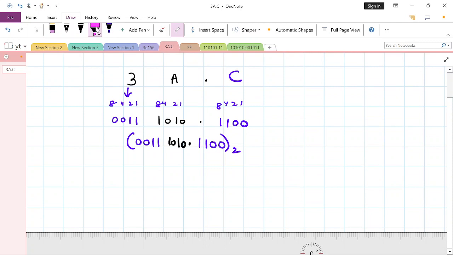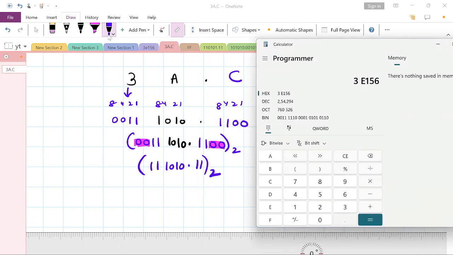Now, if you see here, in case of the whole number part, there are 2 extra zeros on the extreme left. These leading zeros can be omitted. Similarly, for the fraction part, these trailing zeros which lie on the extreme right, they can be dropped out in the final answer. So we will get 1, 1, 1, 0, 1, 0 dot 1, 1. So this is my answer.